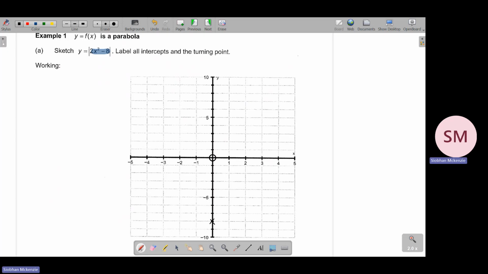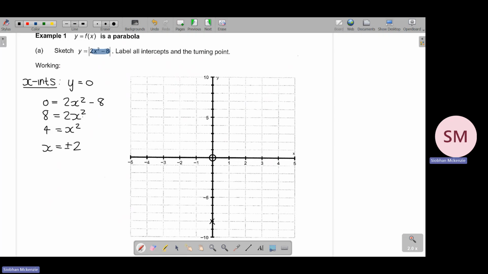We also need our x-intercepts. Do you agree we would have x-intercepts because it's a smiley face parabola that starts in the negative region of the y-axis? So to find my x-intercepts, I make y 0. So 0 is equal to 2x squared minus 8, so 8 is equal to 2x squared, so 4 is equal to x squared. So what is x? Plus or minus 2.